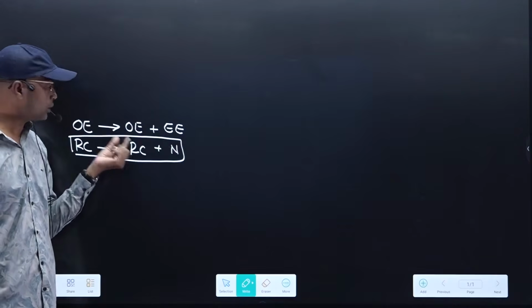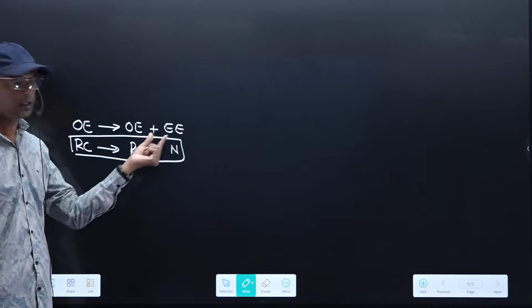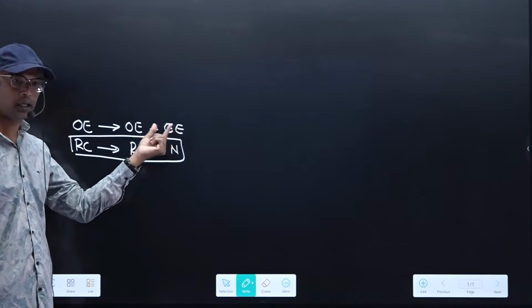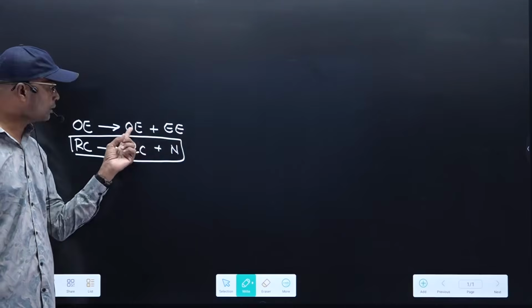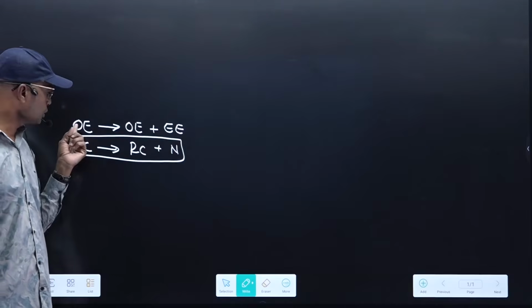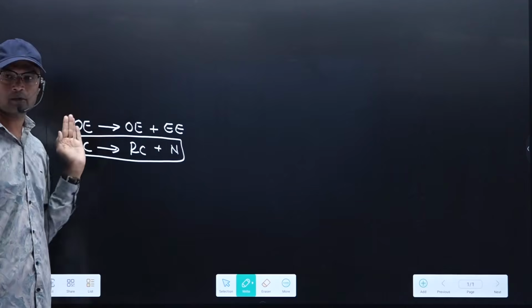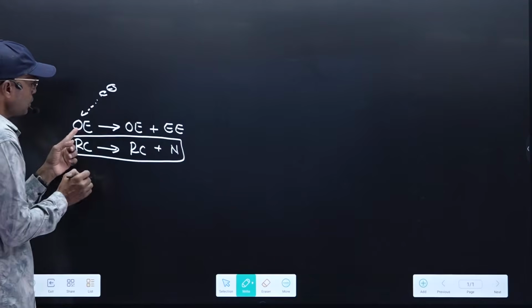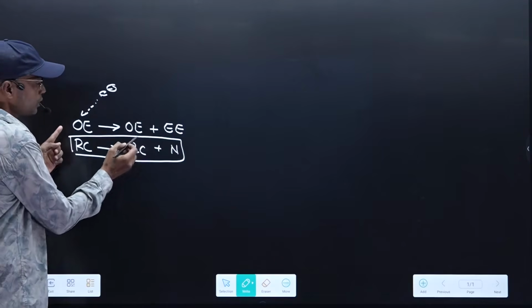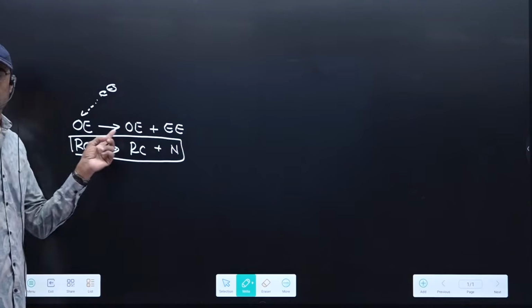An odd electron ion is any ion that carries an odd number of electrons. An even electron ion is any ion that carries an even number of electrons, 2, 4, 6 like that. If this ion undergoes electron impact, when electrons collide with it, then this molecule or ion undergoes fragmentation and gives an odd electron ion and an even electron ion. This is called the odd electron rule.